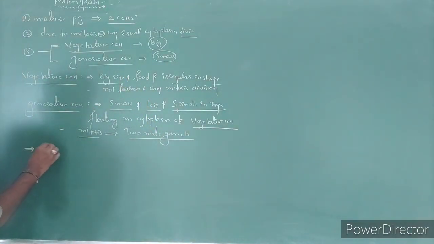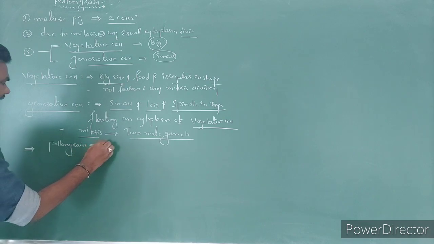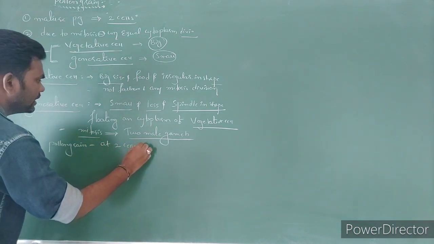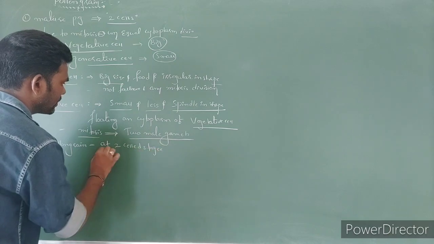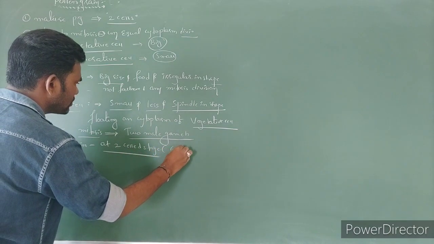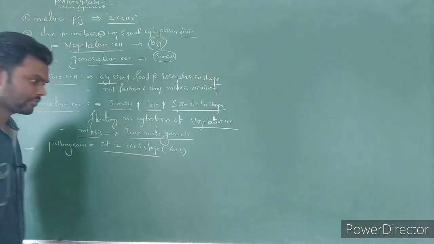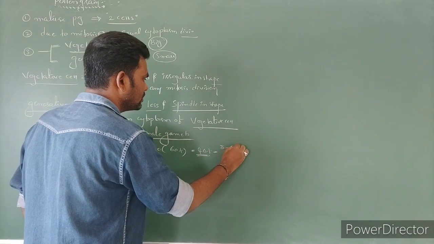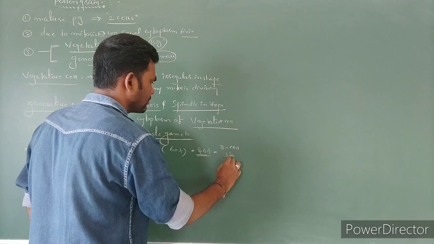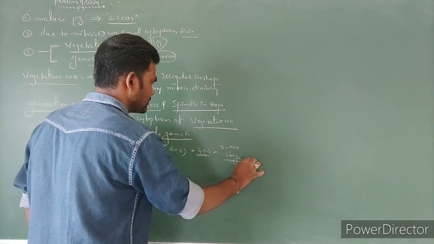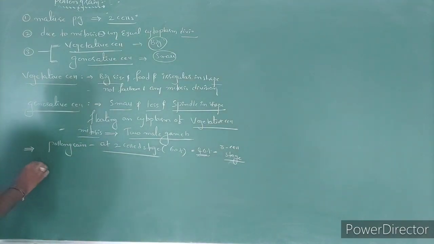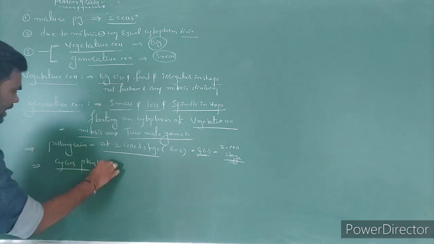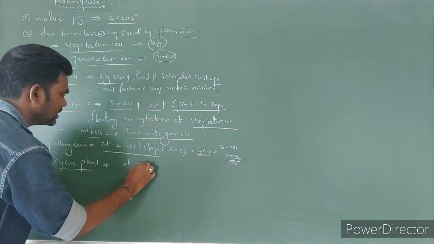Here mostly pollen grains are shed off at a two-celled stage. 60% of angiosperms are shed off at a two-celled stage. The remaining 40% of pollen grains are shed at a three-celled stage. Next, one of the gymnosperms, the name is Cycas plant. This plant's pollen grain is shed off at a three-celled stage.